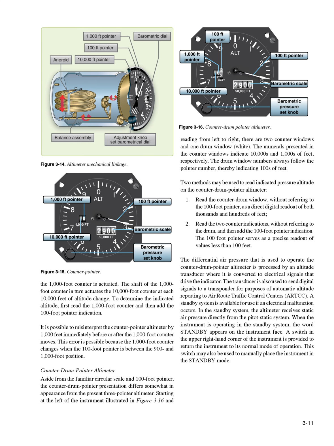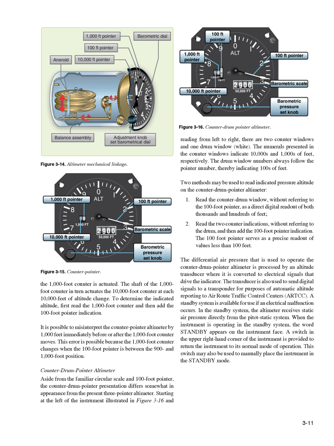Counter drum pointer altimeter. Aside from the familiar circular scale and 100 foot pointer, the counter drum pointer presentation differs somewhat in appearance from the present 3-pointer altimeter. Starting at the left of the instrument illustrated in Figure 3.16 and reading from left to right, there are 2 counter windows and 1 drum window, white. The numerals presented in the counter windows indicate 10,000s and 1,000s of feet, respectively. The drum window numbers always follow the pointer number, thereby indicating 100s of feet.